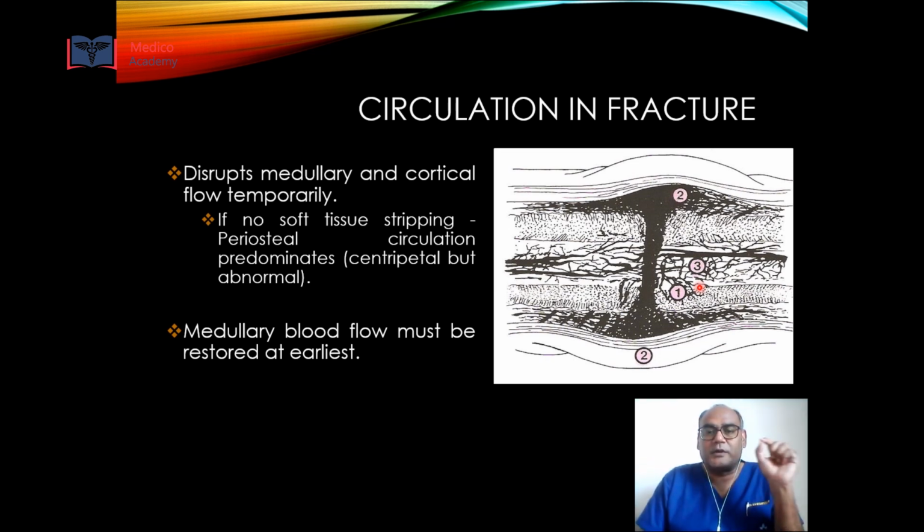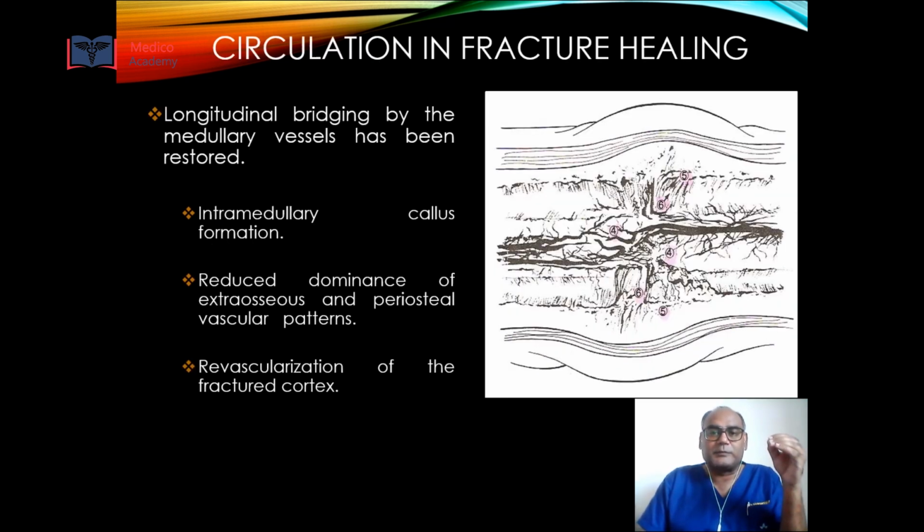It should be very importantly understood that maintenance of circulation, giving respect to the blood circulation, is very important for osteogenesis. Now what happens in fracture healing? The intramedullary circulation gets restored, and the intramedullary callus also forms from these intramedullary vessels itself. The vessels also supply the pluripotential stem cells.